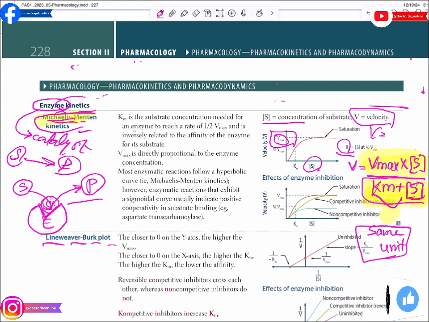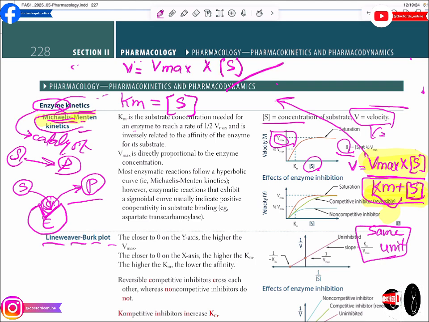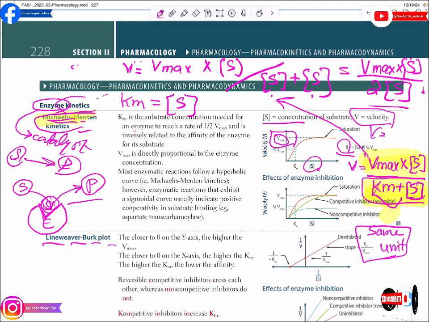The first condition: according to this equation, I already told you the Km and the substrate have the same unit. If the Km is equal to the substrate, then this equation becomes V equals Vmax multiplied by the concentration of substrate divided by Km plus substrate. So instead of Km, we write substrate plus substrate, and the answer will be Vmax multiplied by substrate divided by 2 substrate. Like if we add both, it becomes 2 times the concentration of substrate. The substrates cancel each other, and the answer will be Vmax over 2. And what is this? Vmax over 2 means the velocity of the product is equal to half of the maximum.